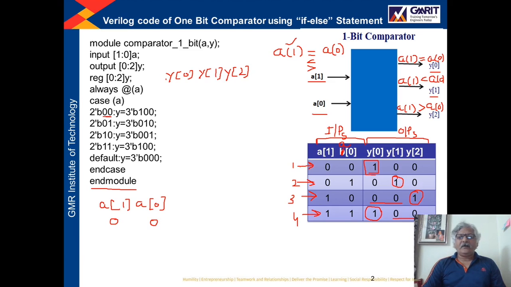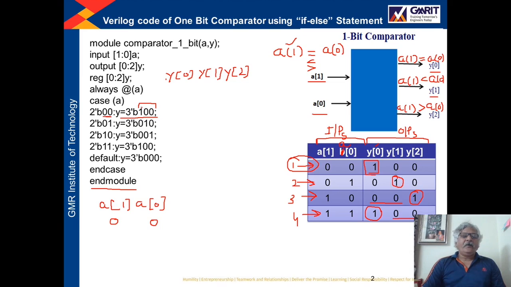For this case, see row number 1 of the truth table. Y0 is 1 and the remaining two outputs are 0. So that's why I have written this statement y is equal to 3'b100. So the value assigned to y is 100.